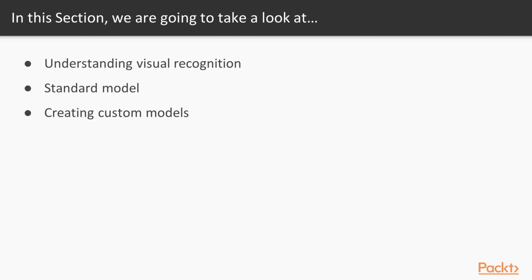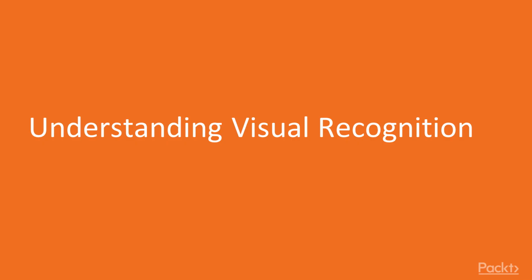So you can use it as is, or also, as we will see in our last video, you can create your own model. So you also can train Watson to understand and recognize the objects that you want in your own images. So let's start with the first video of our section, Understanding Visual Recognition.